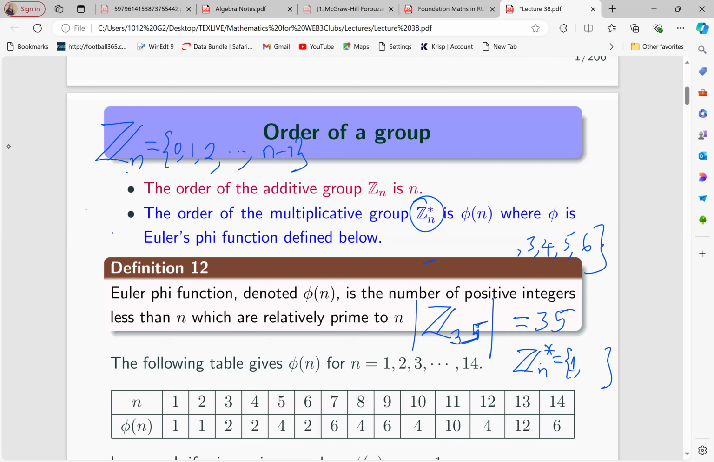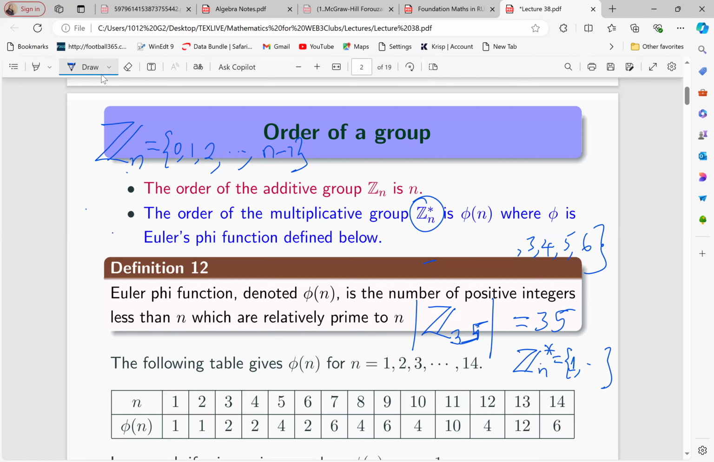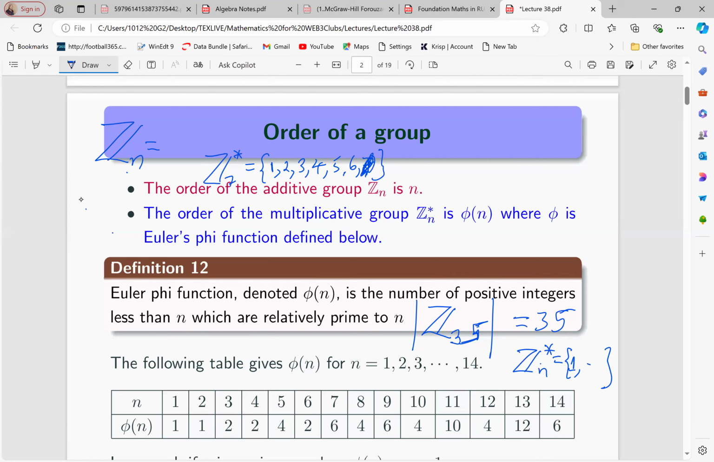For instance, if we are talking about Z7 star, 7 is a prime number. The elements of the group will be those which are relatively prime to 7. So if somebody writes Z star 7 for you, then this group has the elements 1, 2, 3, 4, 5, 6. 7 is not there. These up to 6 are relatively prime to 7.